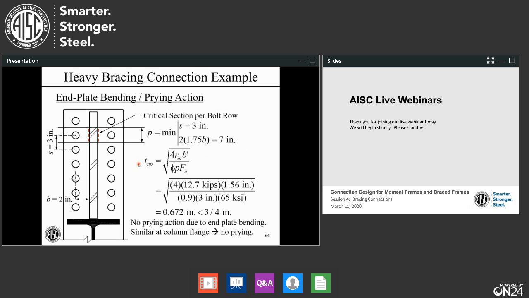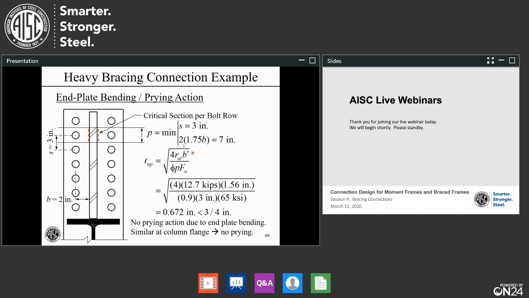And we go to this equation in part 9 of the manual. Now, what this represents, t sub np, we talked about this in session 2, is the thickness. That's the minimum to prevent prying action. If our end plate is this thick or thicker, then there won't be any prying action.